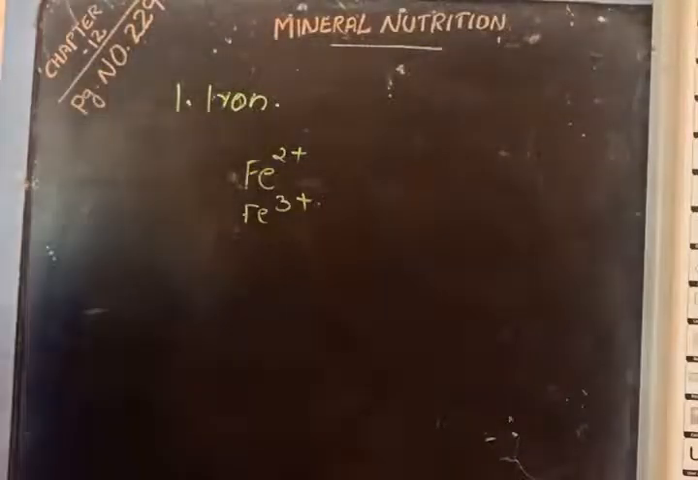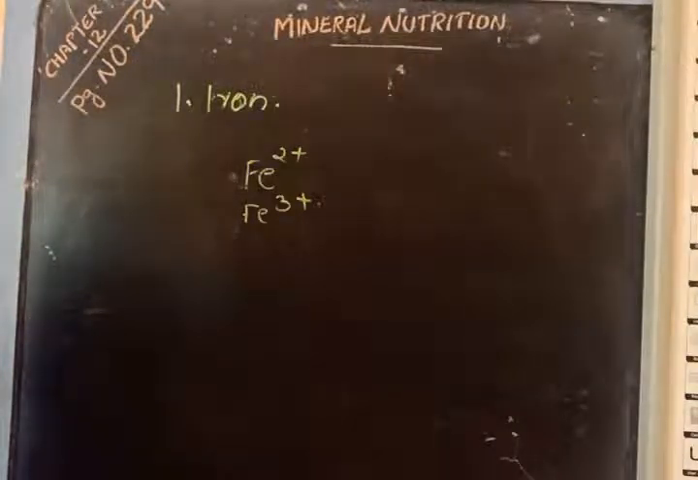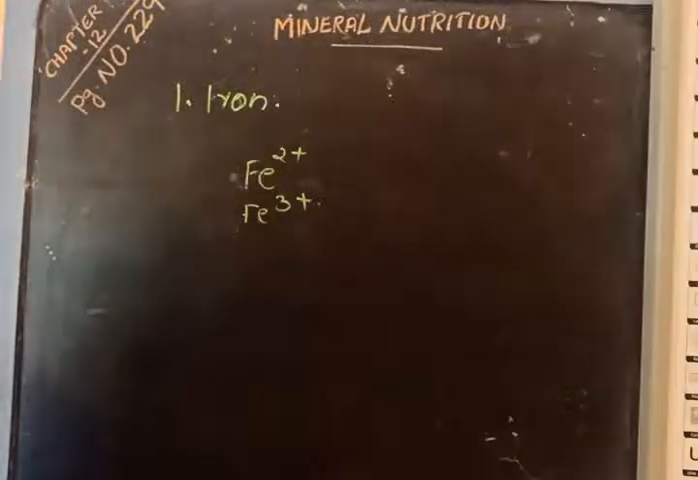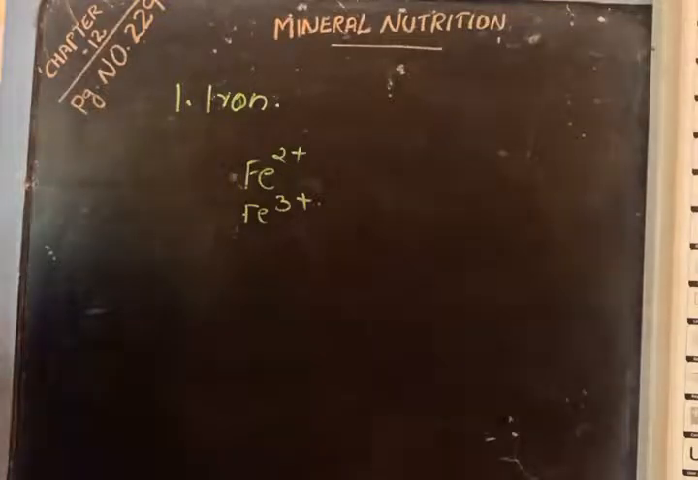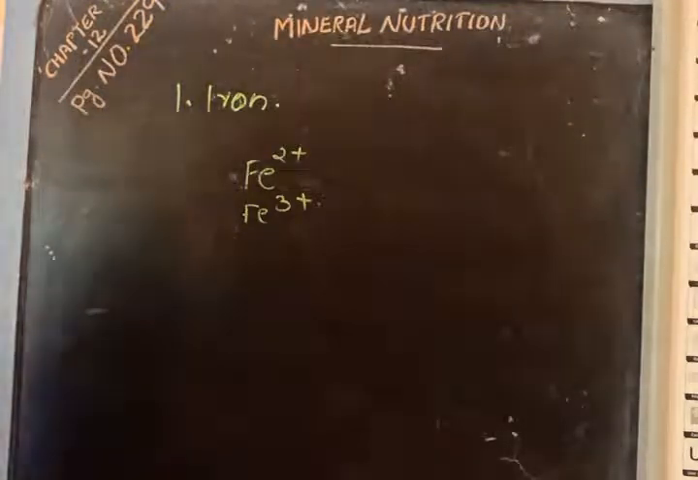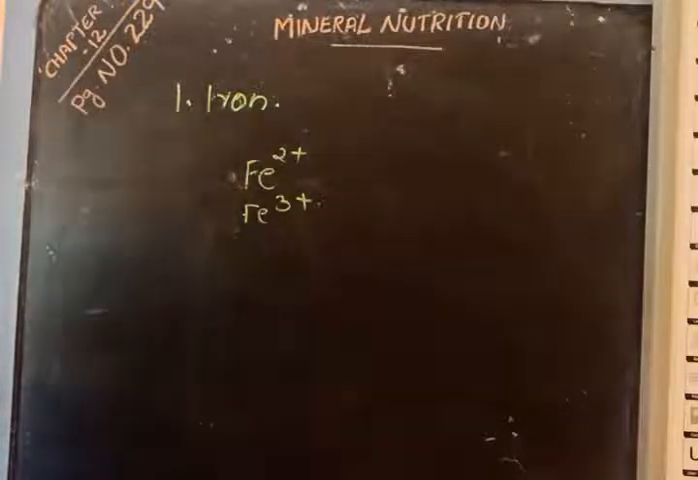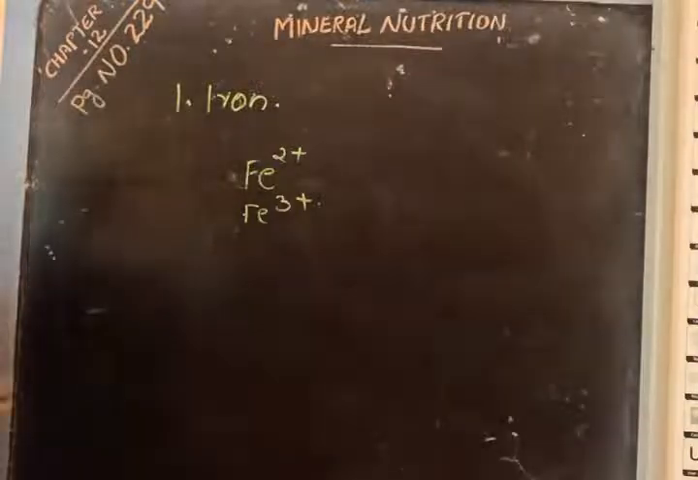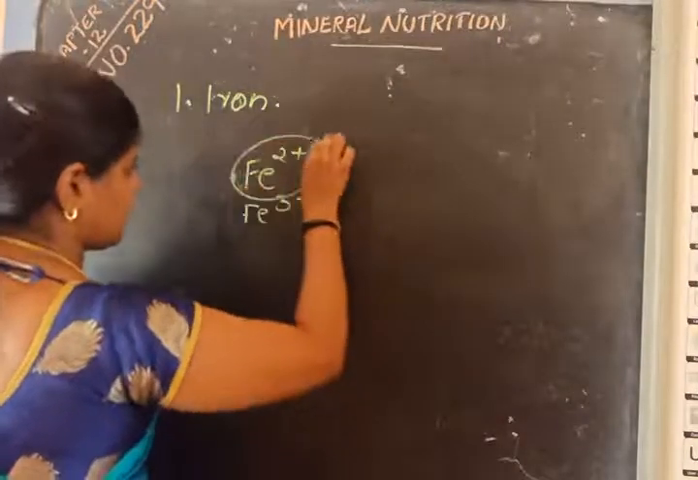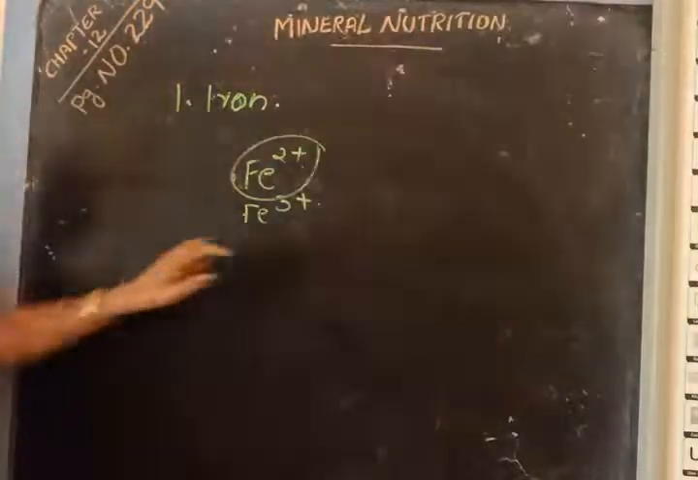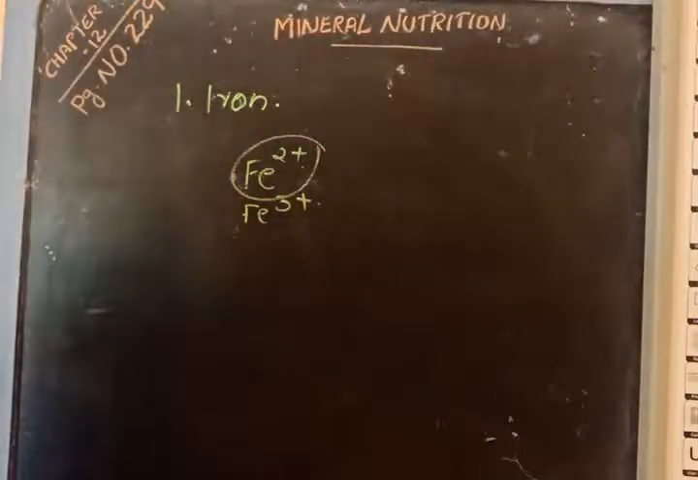So the functions of iron are: it is an essential constituent in the synthesis of chlorophyll and carotenoids, a component of cytochrome, ferredoxin, flavoprotein, formation of chlorophylls, porphyrin, and activation of enzymes like catalase and peroxidase. It is absorbed in the ferrous Fe2+ and ferric Fe3+ ionic forms. The absorption of Fe2+ ions is comparatively more than Fe3+ ions.